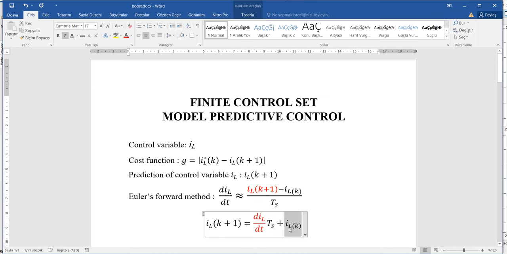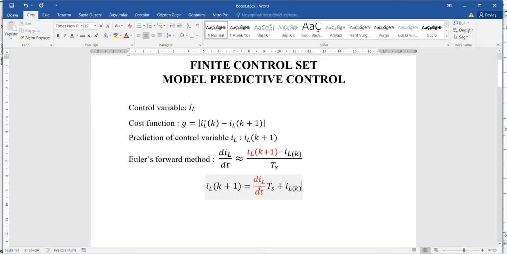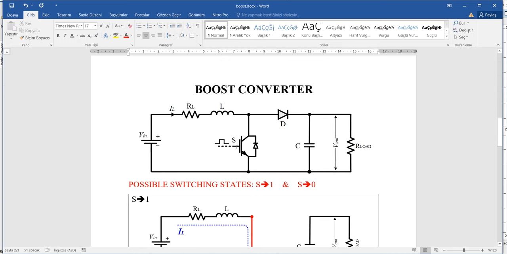Here IL is the measured value of the inductor current. We will measure it, and TS is the sampling time of the control algorithm, and this is the derivative of the control variable, so the derivative of inductor current. So now we need the red part of the equation. We have to analyze the boost converter, the circuit model of the boost converter here. We can analyze the boost converter depending on the switching state, because the switching state changes the circuit diagram.